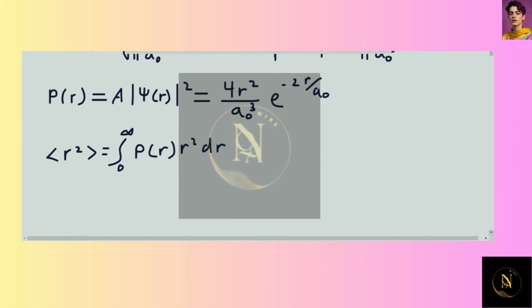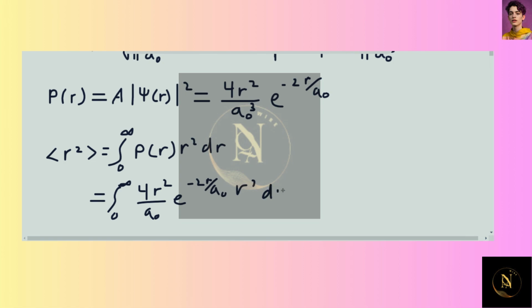So this is our probability density that we're going to use in this equation to solve for the root mean squared value. So going ahead and doing that, we find that this is equal to the integral from 0 to infinity of 4r squared over a naught to the third, e to the minus 2r over a naught, times r squared.